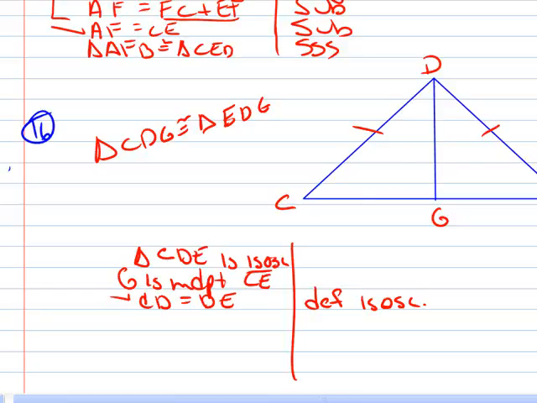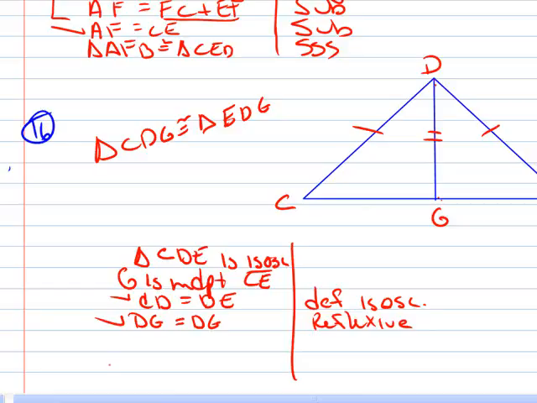Well, don't both these triangles share DG? So DG is the same for both triangles. So I'm going to say DG is equal to itself because it's the same side in CDG as it is in EDG. And that's reflexive. Remember that one from algebra. DG is equal, that's two sides. If I have one more side, this is over.